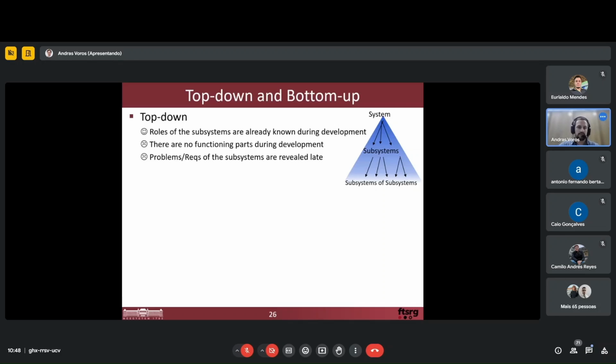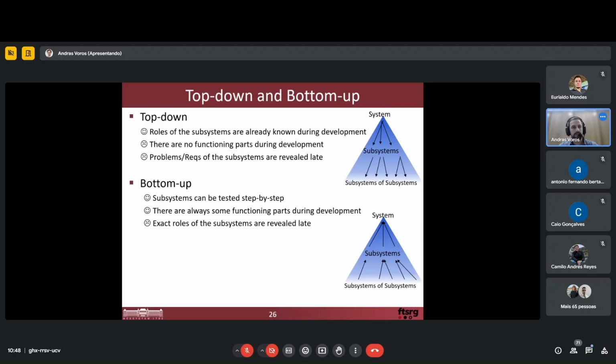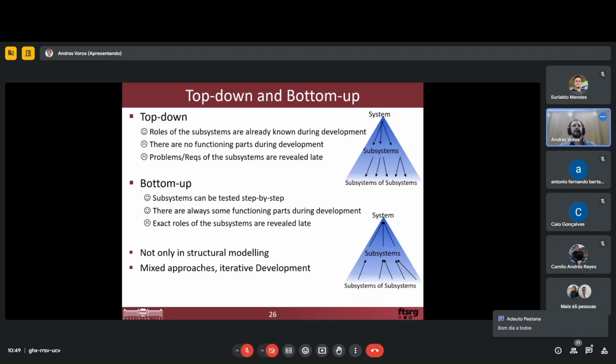On the other hand, we can use the bottom-up approach to build a system. An advantage is that the subsystems can be tested step by step. And there are always some functioning parts during the development, but the exact roles of the subsystems are revealed late. What is important in these development methods is that they are not only used in structural modeling. And another thing is that we used to combine them. It's very rare that you just choose one of them.